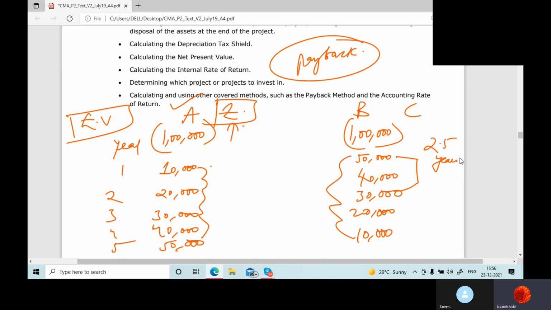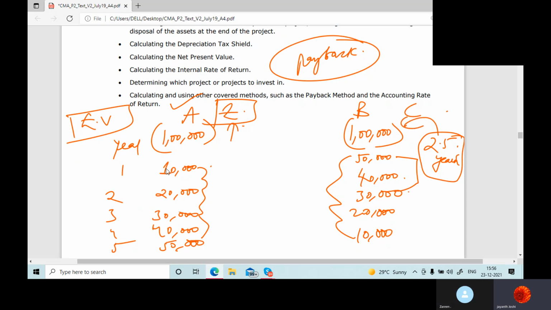Am I right, Zarina? Can you just trace it out? Yes, sir. You can see 90,000 we have recovered in year 2, and the rest of the 10,000 between the second and third year we have recovered. So it takes 2.5 years to recover the leftover 10,000, and 2.5 years to recover the 1 lakh invested.